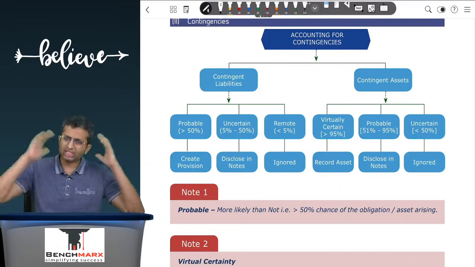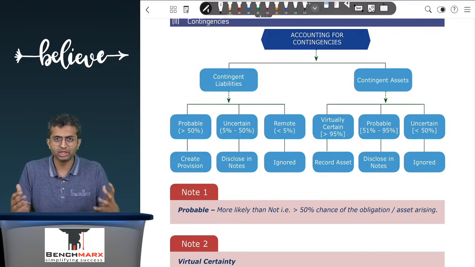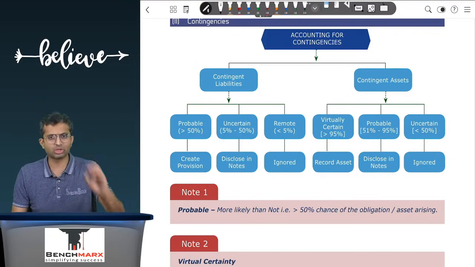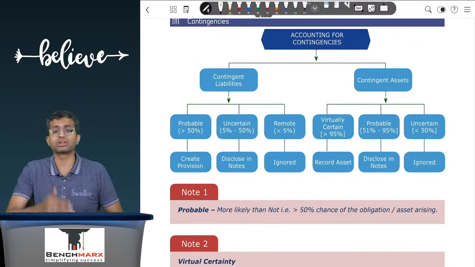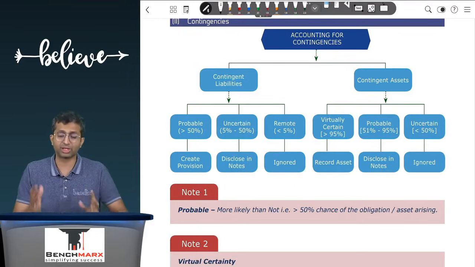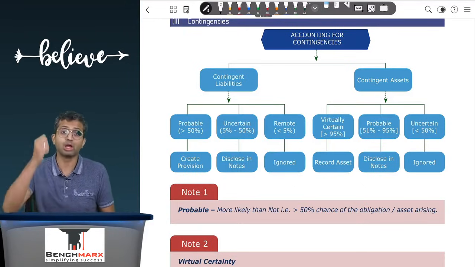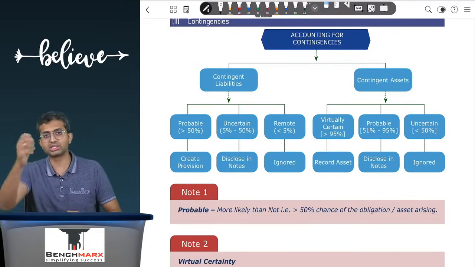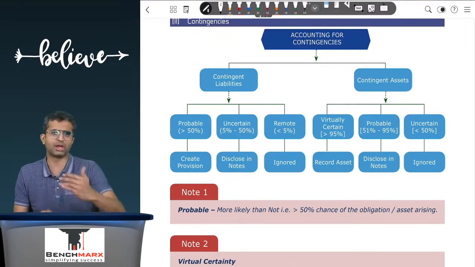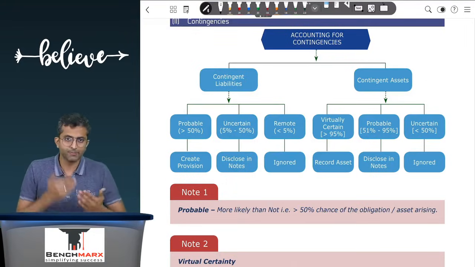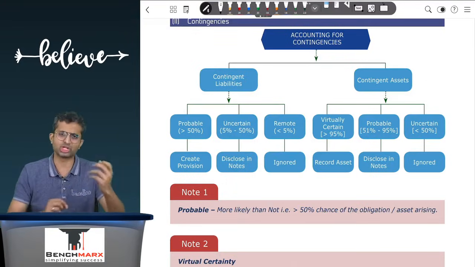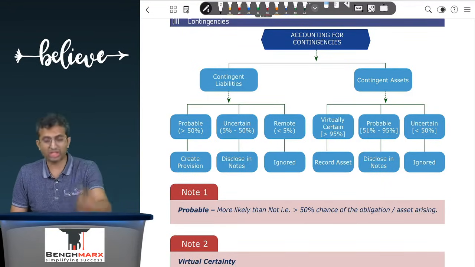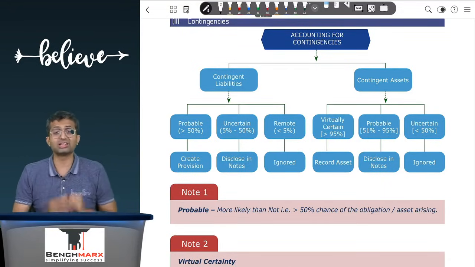That is more than a 90 or a 95% chance. Basically, an institute may give a percentage, but virtual certainty arises from facts. It does not arise from expectations or advice, it arises from actual facts. For example, if there's an ongoing lawsuit and the judge gives the verdict that you have won the case and this is the penalty that the other party will have to pay you, that is virtual certainty. Though the actual written judgment may take a few days, if the judge has given the verdict, that is when we say that there is virtual certainty.